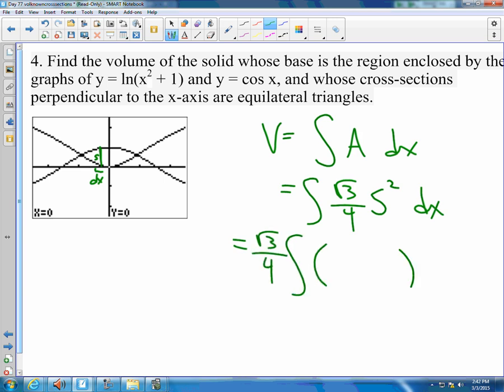And now we got to figure out how we can represent the length of the side of our equilateral triangle, which is going to be the length of the strip we drew. It's vertical, so we're using y top minus y bottom. Y top, this is the cosine curve. Y bottom, that's the ln of x squared plus 1.